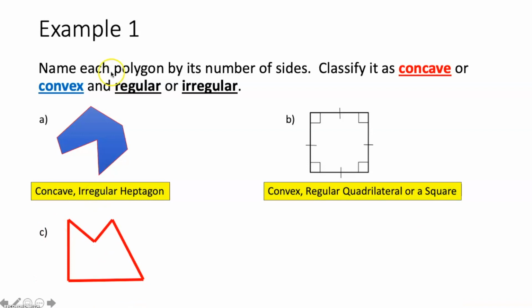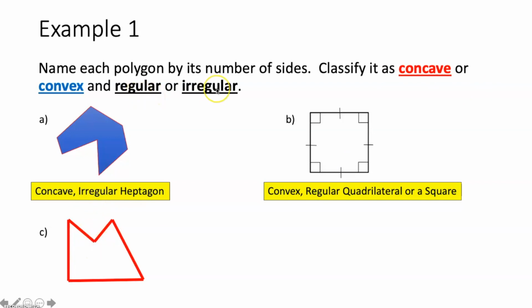Now part C, again, we want to name each polygon by its number of sides. So how many sides do we have here? Well, starting with this side, we have 1, 2, 3, 4, 5 sides, which would be a pentagon. We then classify it as concave or convex. So are there any reflex angles here? Yeah, this angle right here measures greater than 180 degrees. Therefore, it's a reflex angle. Therefore, this is a concave polygon because it looks like one of the angles has caved in.